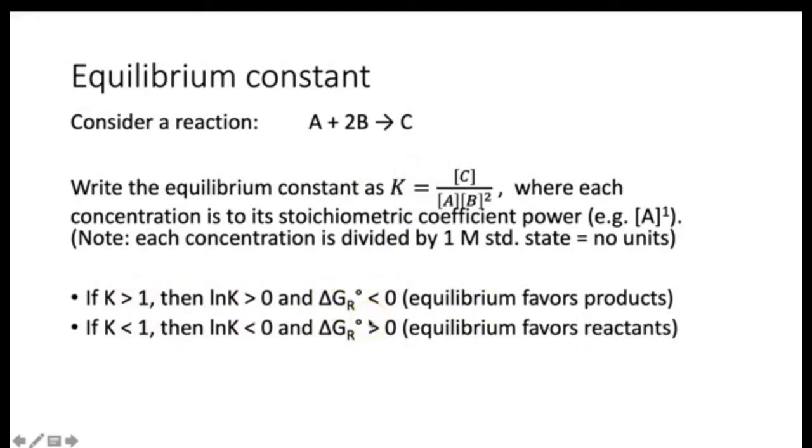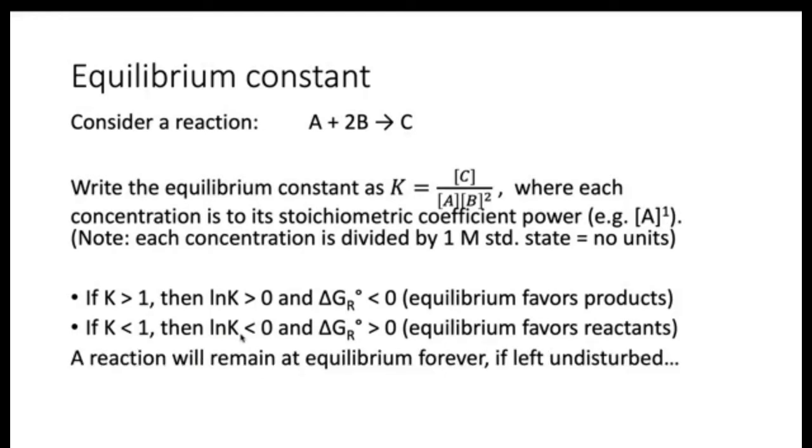If K is less than 1, that means there are more reactants than products. Our ratio is greater in the denominator. Natural log of K is less than 0, so it's a negative number. That means our delta G is a positive number because temperature is always positive. And so we're favoring reactants.